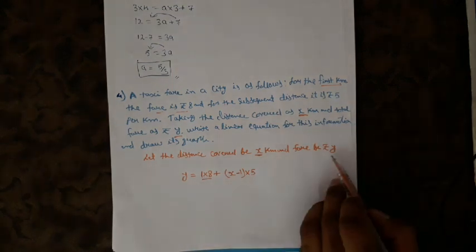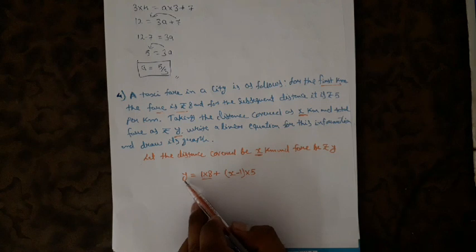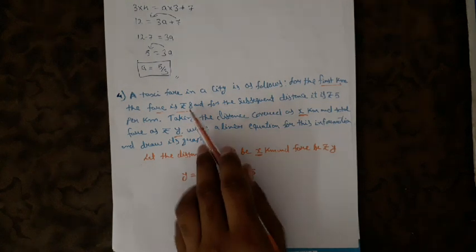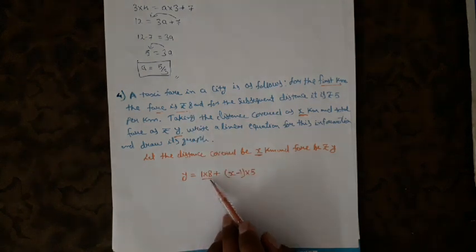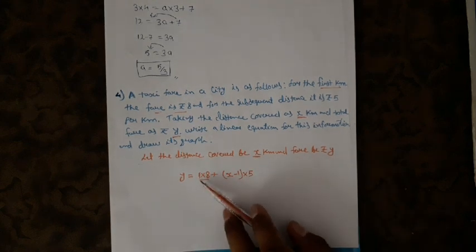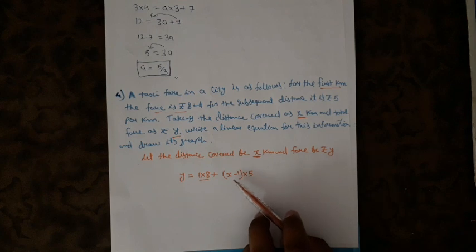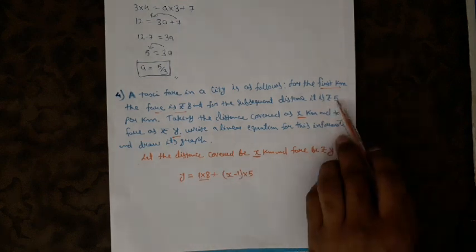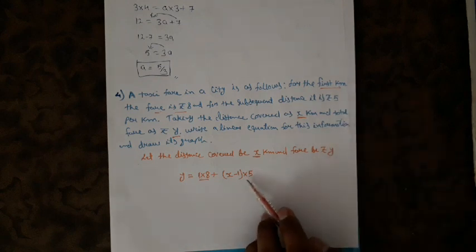So what we have done, we have taken total fare equal to y. For the first kilometer it was rupees 8, so for the first kilometer I have multiplied by rupees 8. For the remaining distance, total distance we had x, 1 kilometer we have already traveled, so the remaining distance would be x minus 1, and they have to pay rupees 5 per kilometer. So I have multiplied by rupees 5.